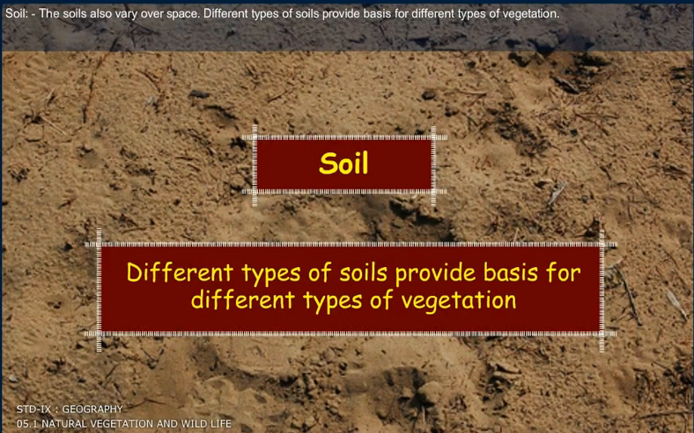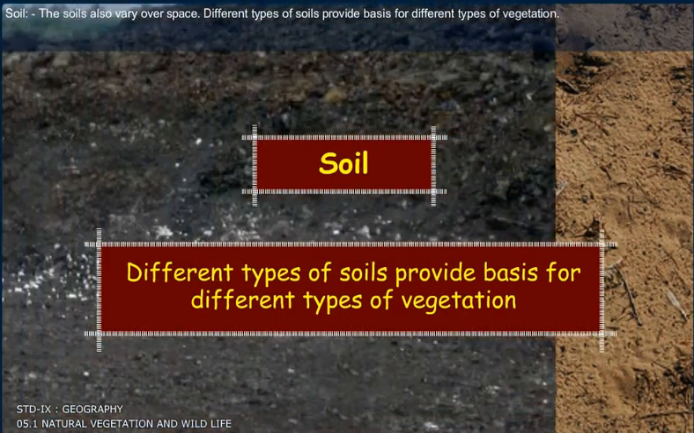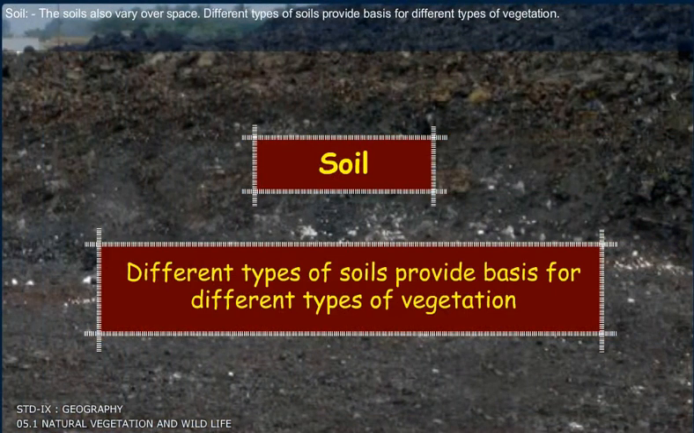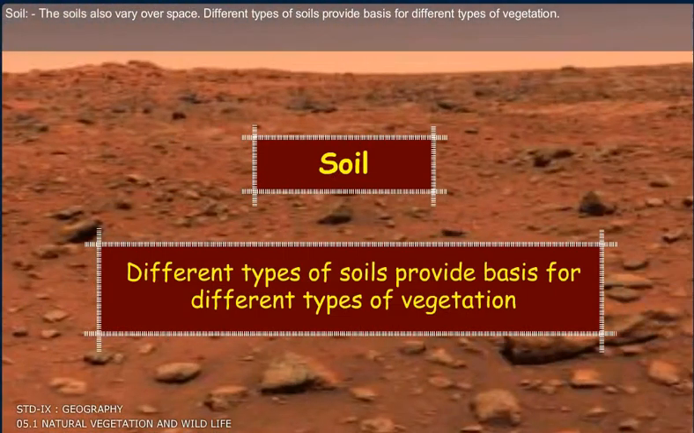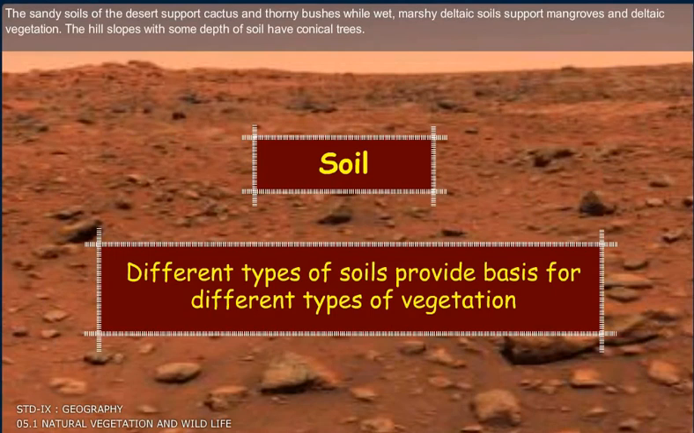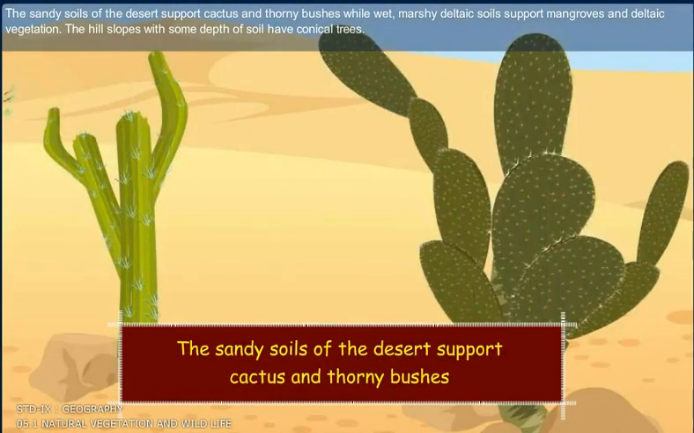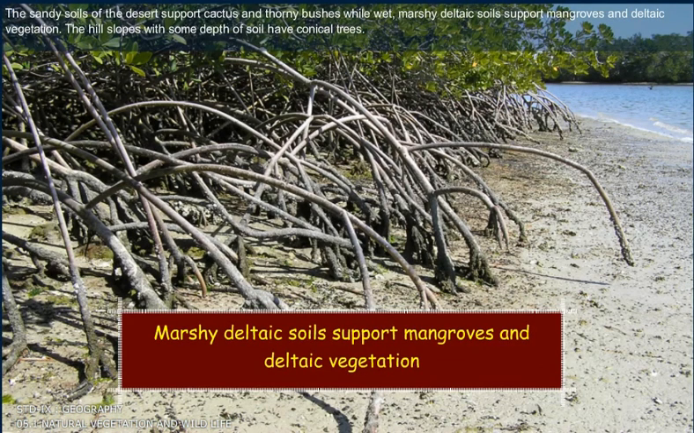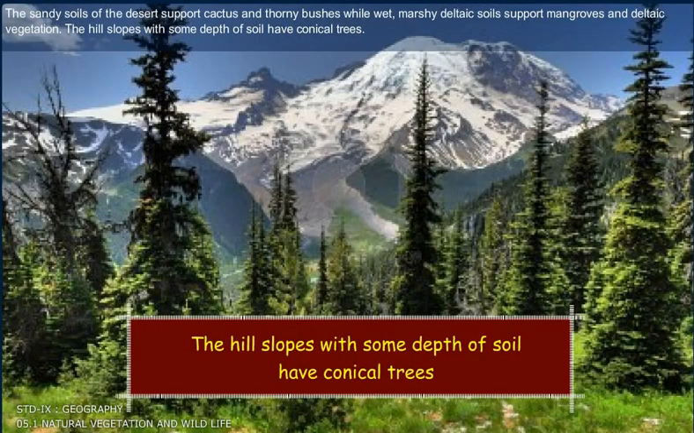Soil. The soils also vary over space. Different types of soils provide the basis for different types of vegetation. The sandy soils of the desert support cactus and thorny bushes, while wet, marshy, deltaic soils support mangroves and deltaic vegetation. The hill slopes with some depth of soil have conical trees.